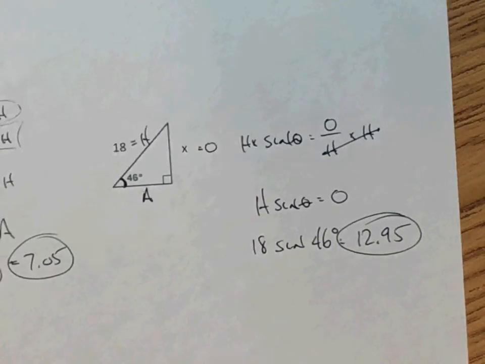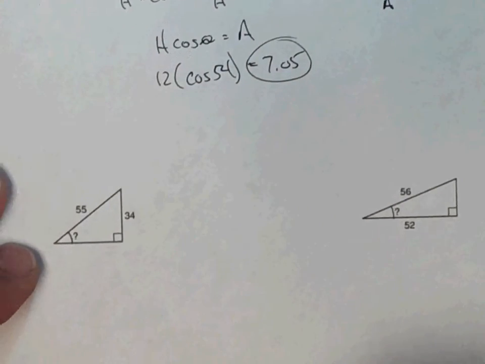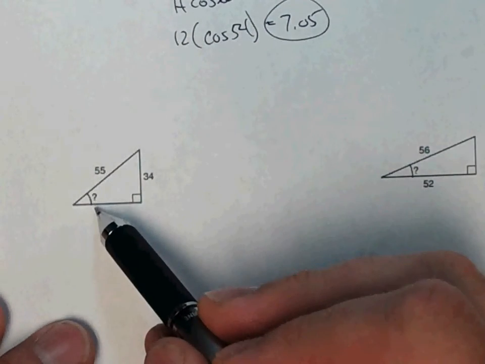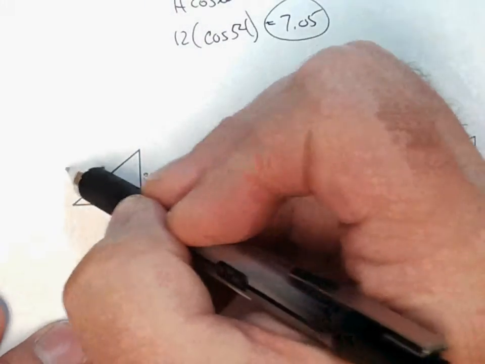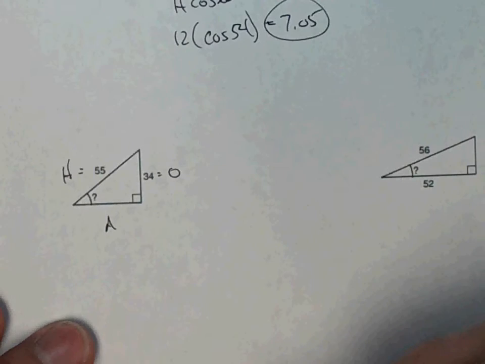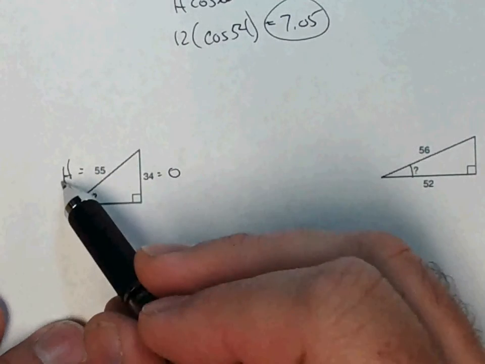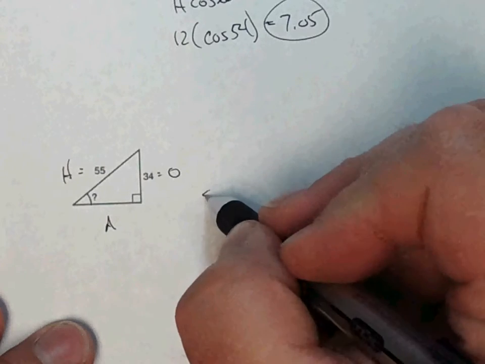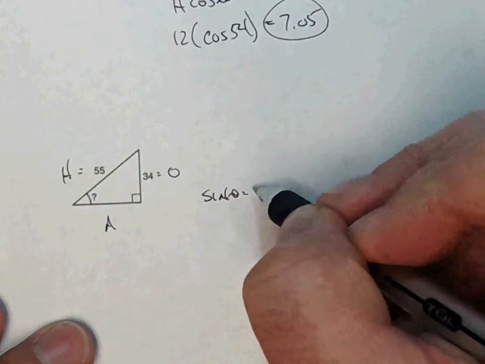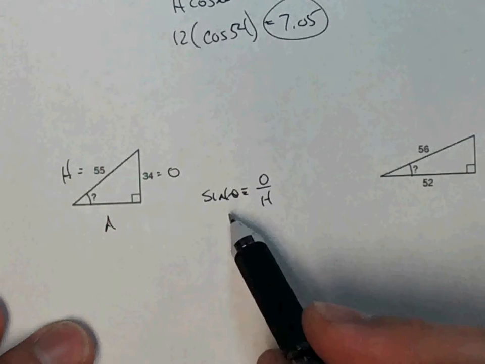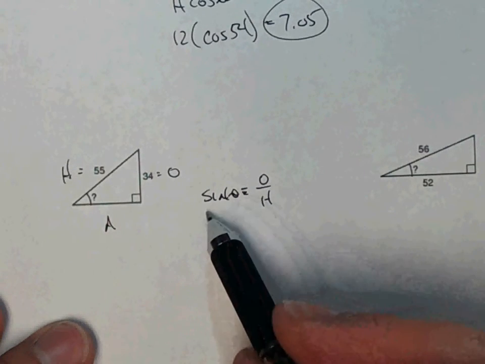Okay. And then our last two down here. In this case, we're looking for the angle. So this is the hypotenuse, this is the opposite side, this is the adjacent side. We have the opposite and the hypotenuse. That was the sine function. So in this case, we're going to say the sine of the angle is equal to the opposite over the hypotenuse. Well, in this case, we're looking for the angle, not the sine of the angle, but the angle.